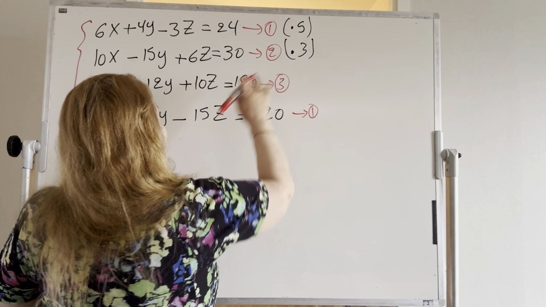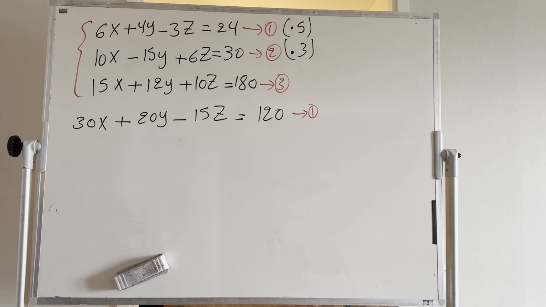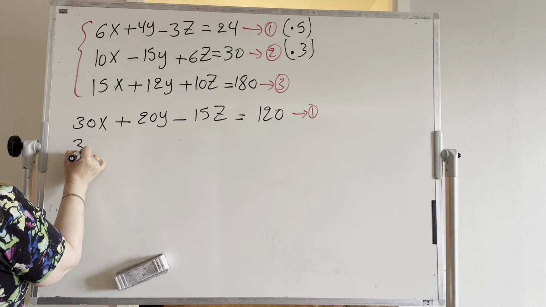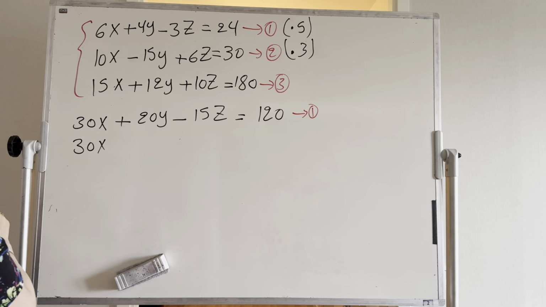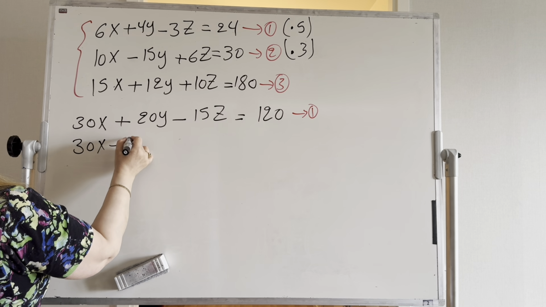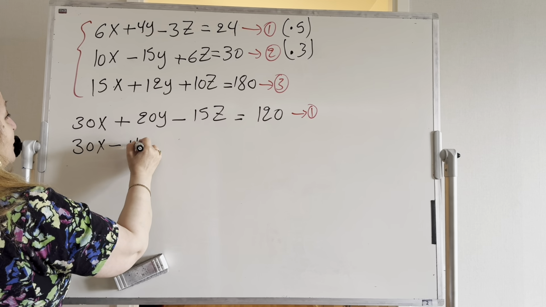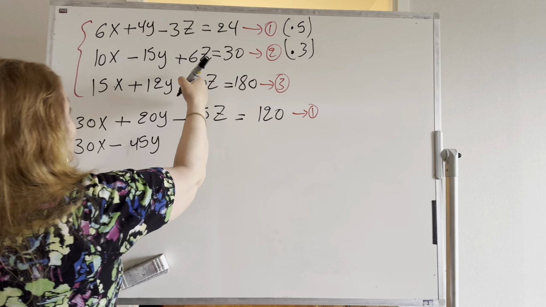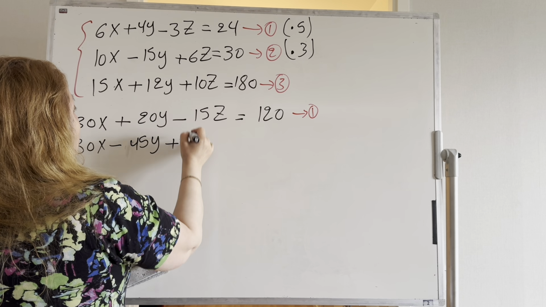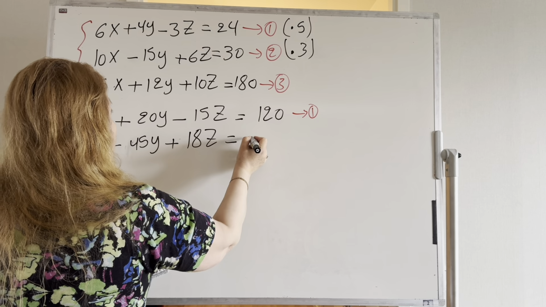And then I will multiply 3 with all the terms in the second equation, and it will be 3 by 10, 30x, 3 by minus 15, minus 45y, 3 by 6z, plus 18z equals 3 by 30, 90.